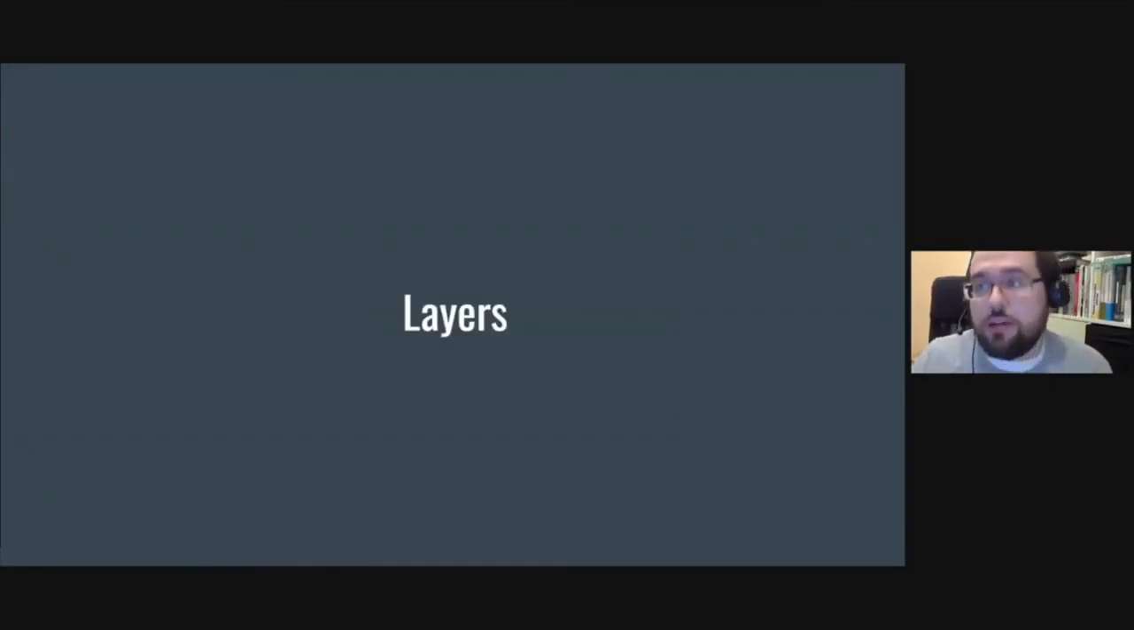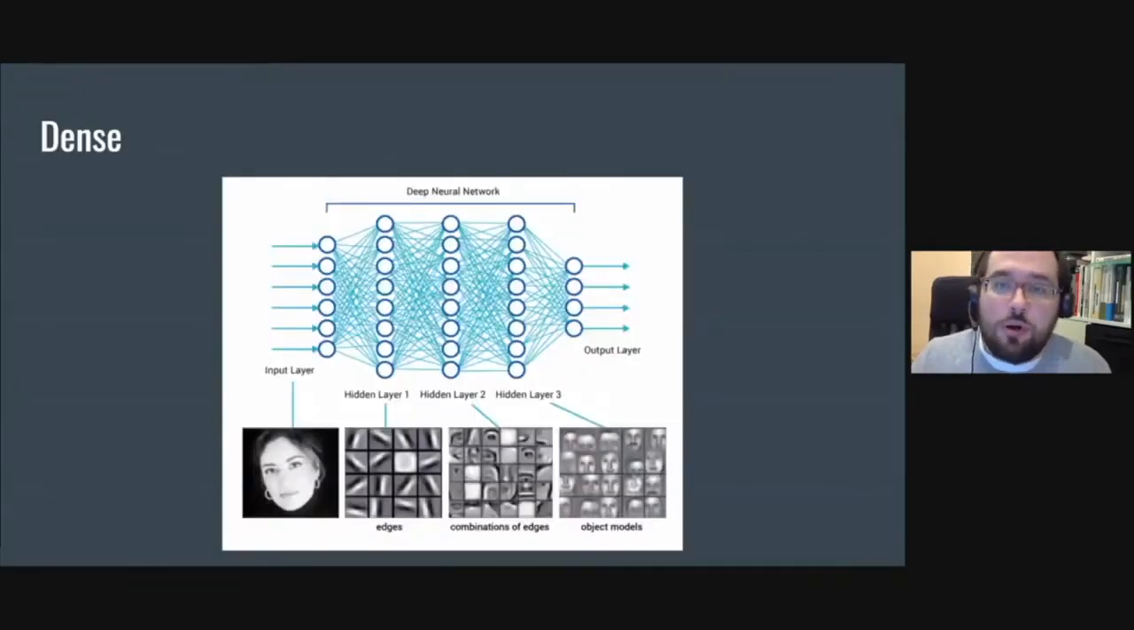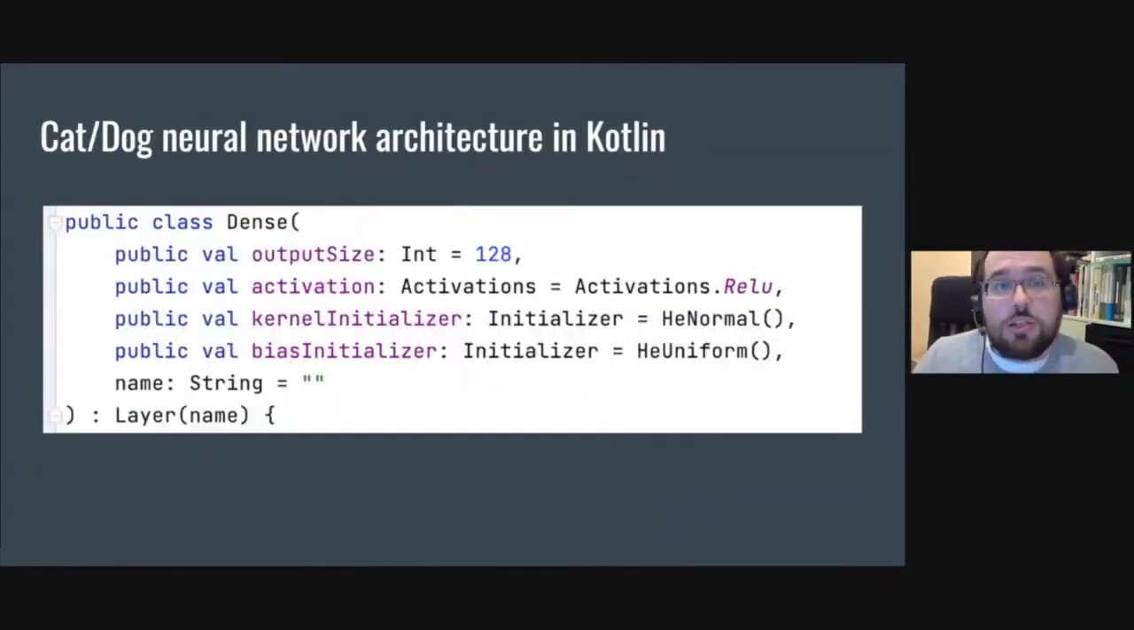About the layers, our building blocks of neural networks: something which is responsible for weight skipping and the possible amount of operations on that. All layers on this image are dense. Each neuron from one layer has a connection from each neuron from the previous layer. This is just a dense layer. It could be declared in Kotlin DL via this constructor, for example.